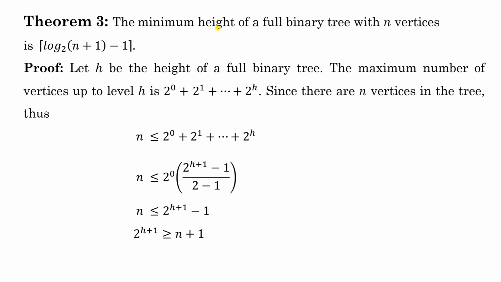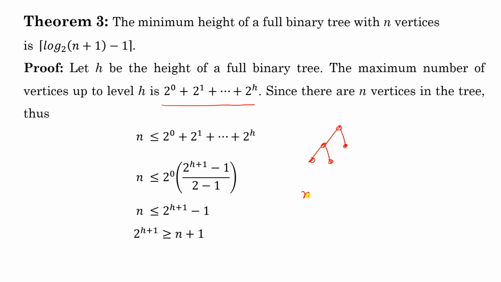Next theorem: the minimum height of a full binary tree with n vertices is the ceiling of log base 2 of (n plus 1), minus 1. Now to find this minimum height, suppose h is the height of a full binary tree. The maximum number of vertices up to level h is the maximum number. Suppose, for example, the given tree is this one. Now we are talking about the maximum number of vertices.